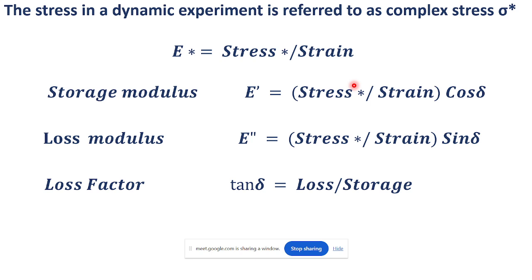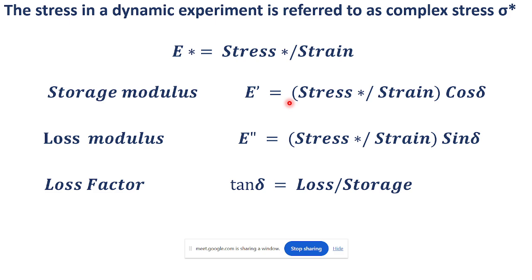Now in case of complex, that is in case of viscoelastic or viscous type of material, the term complex stress or complex modulus comes. Now what is complex? It is the same, but we denote it by putting a star. It is complex stress by strain.